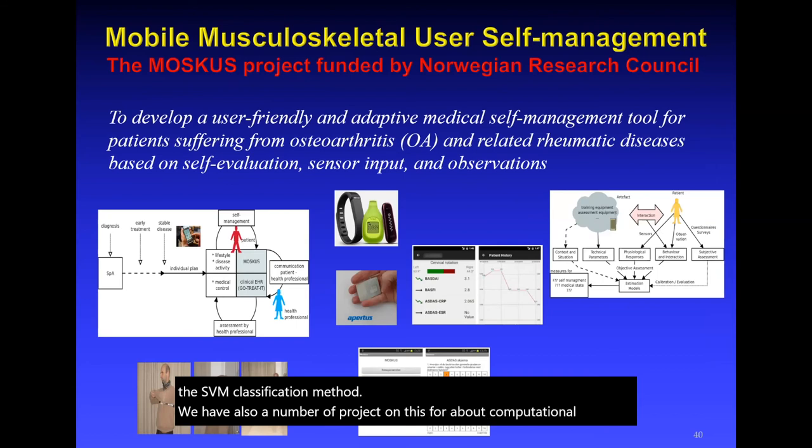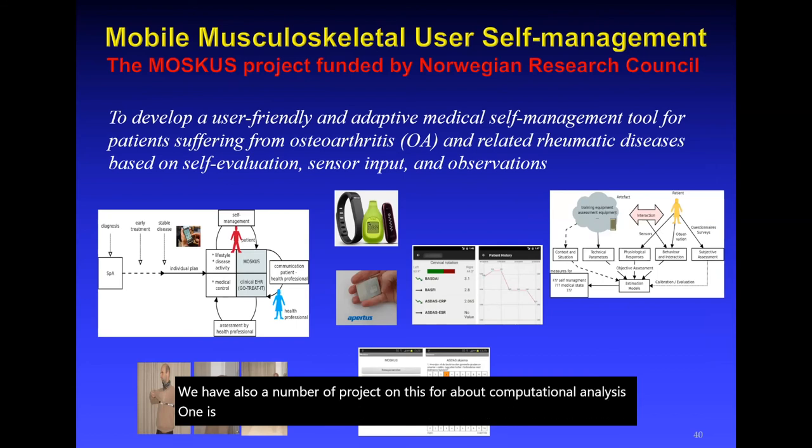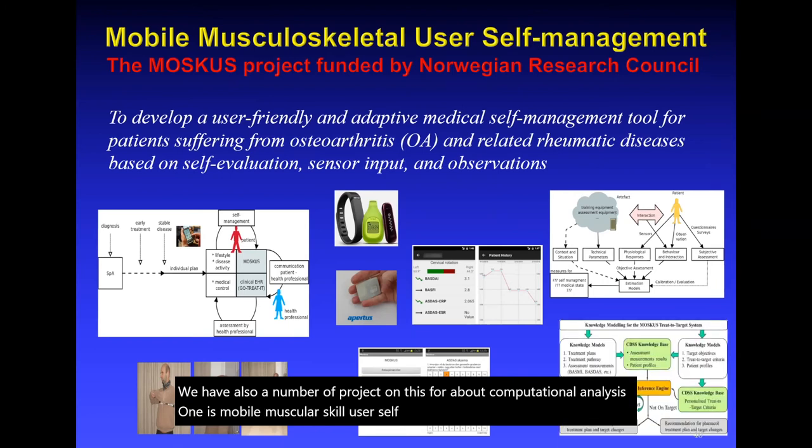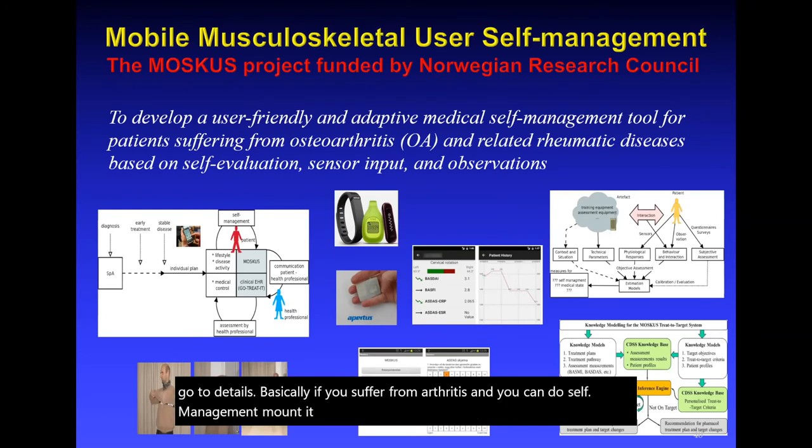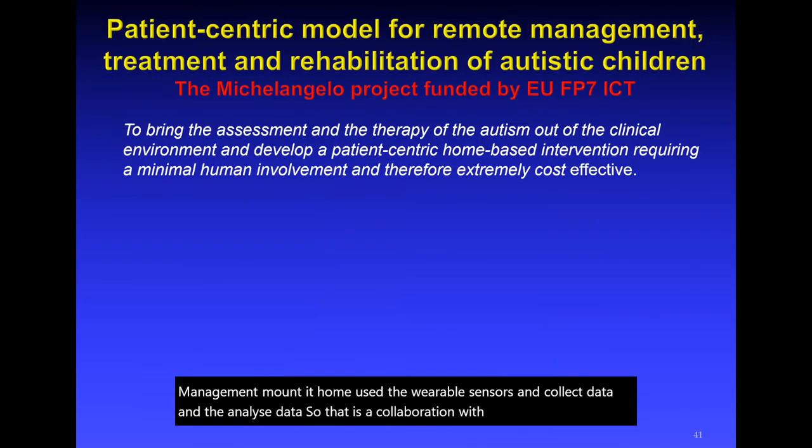One is mobile musculoskeletal user self-management. I will not go into details. Basically, if you suffer from arthritis, you can do self-management monitoring at home. It uses wearable sensors that collect data, and then they analyze the data. That is a collaboration with the Norwegian Research Council.